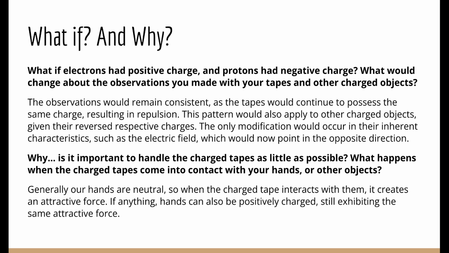So what if and why? What if electrons had positive charge and protons had negative charge? What would change about the observations you made with your tapes and other charged objects? The observations would remain consistent as the tapes would continue to possess the same charge, resulting in repulsion. This pattern would also apply to other charged objects, given their reverse respective charges. The only modification would be in their inherent characteristics, such as electric field, which would now point in the opposite direction.